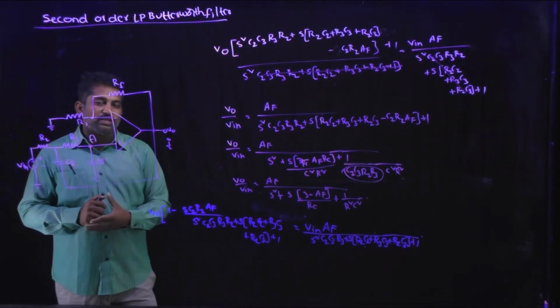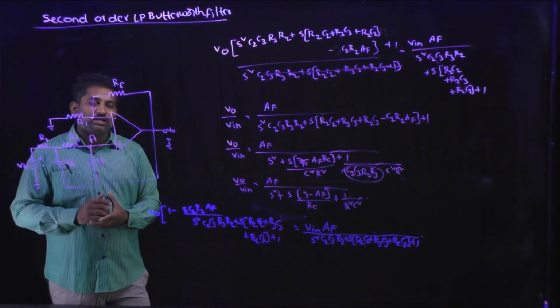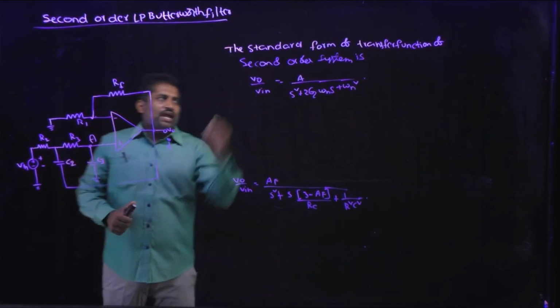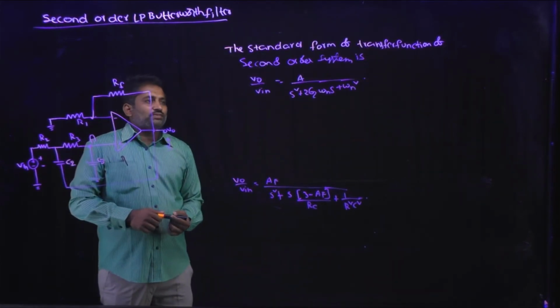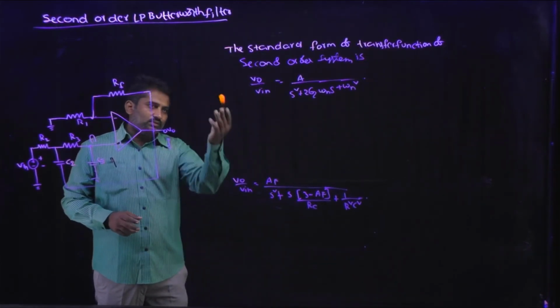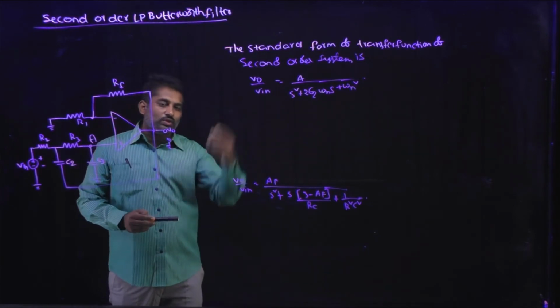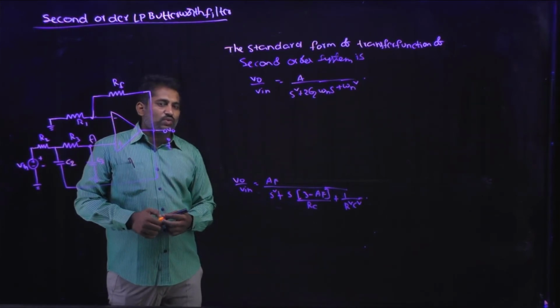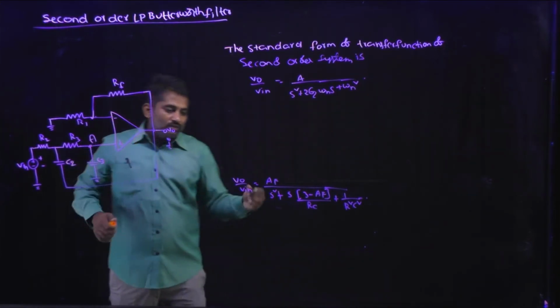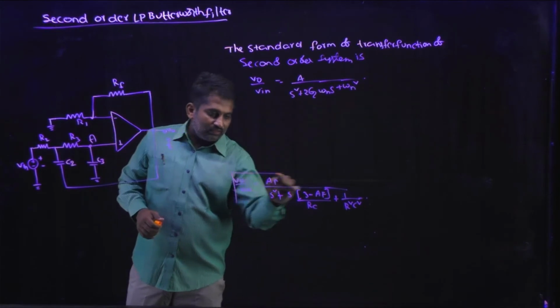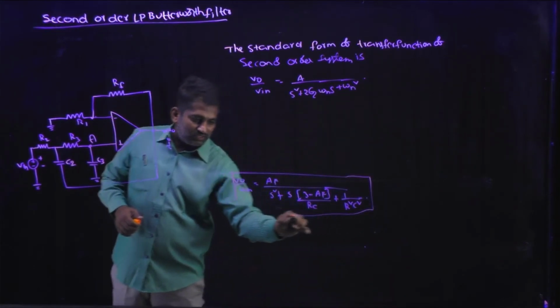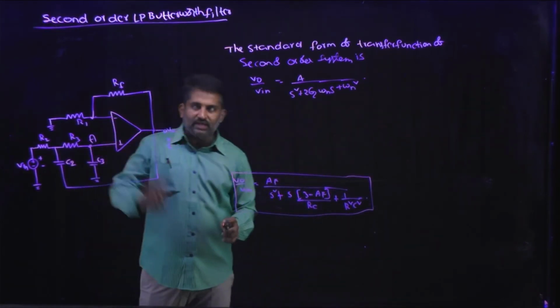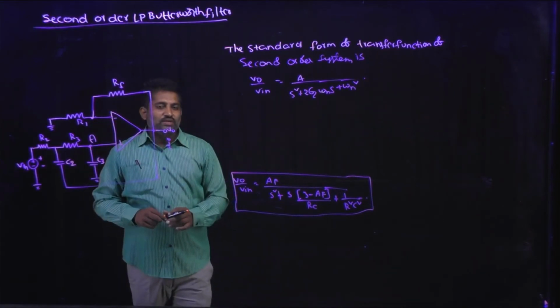That's why we are treating it as a second order function. The standard form of transfer function of a second order system is V0 by Vin is equal to A by S square plus 2 zeta omega n into S plus omega n square. And we are getting the transfer function like this for the second order low pass Butterworth filter.